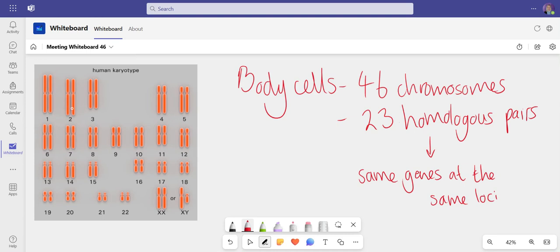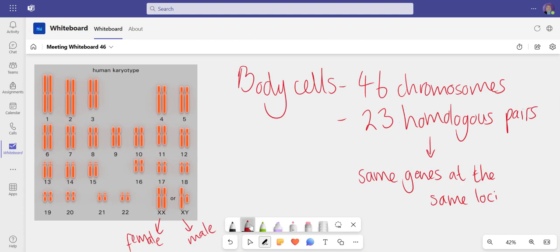Okay, you've got two chromosome number 2s, 2 3s, 2 4s, and you can see they're arranged in size order getting smaller. So the way we number our chromosomes is just by number up to pair number 22, and then the 23rd pair is either XX for female and XY for a male. Okay, so that's your 23rd pair, and those ones are obviously the ones that determine whether it's male or female. So body cells have 46 chromosomes, 23 homologous pairs.